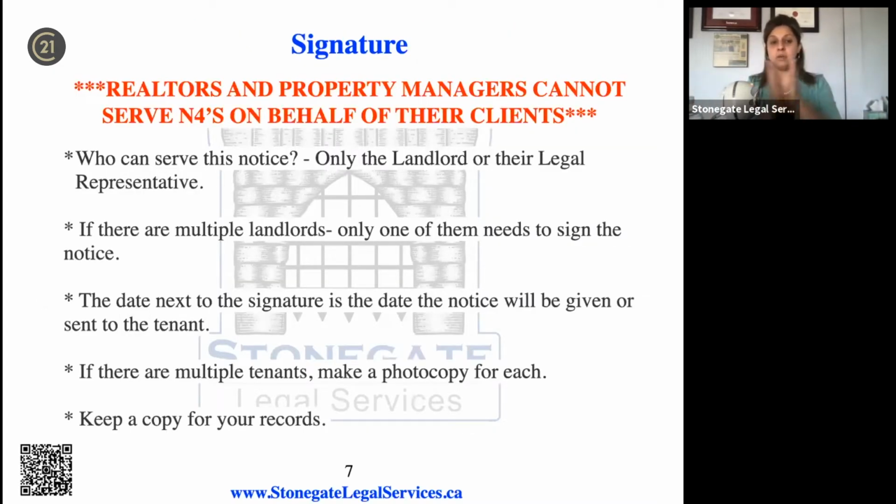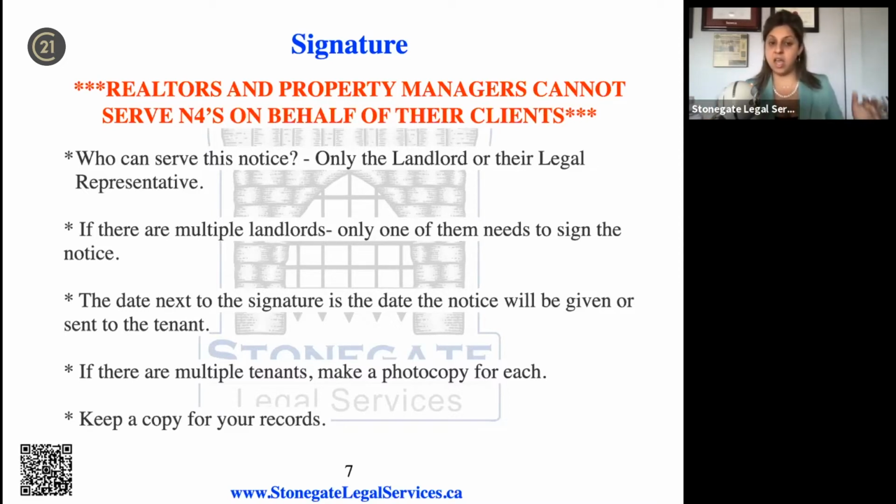Signature. So again, I'm going to start off the slide by saying realtors and property managers cannot serve the N4, not the N12, on behalf of their clients. Okay, so you cannot get entangled with these notices because, quite frankly, you're not licensed to provide legal services. So who can serve this notice? Only the landlord or their legal representative can serve this notice.